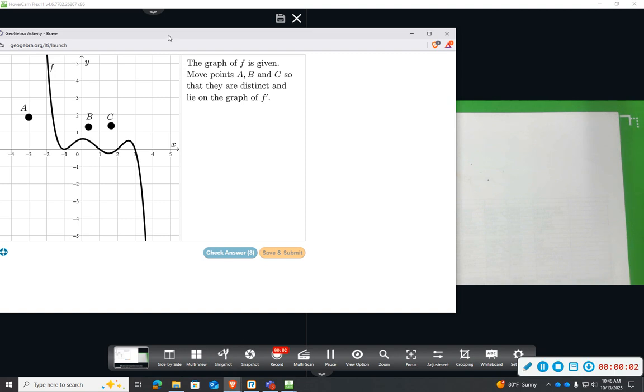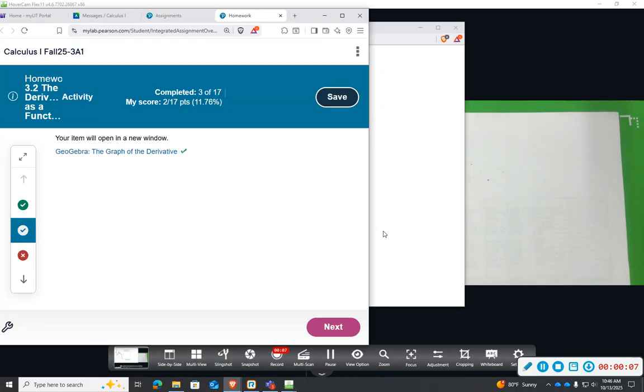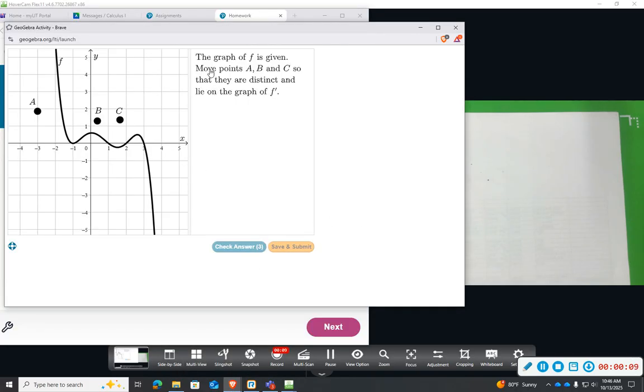All right, the next one, we also have a GeoGebra problem, and it says we have the graph of f. We're going to move points A, B, and C so that they are distinct and lie on the graph of f. So in the section we talked about the derivatives, and the maximum and minimums give us a slope of 0 for our derivative. So the derivative of f will be 0 at each of the minimum or maximum points. So those will be the easiest ones to outline.